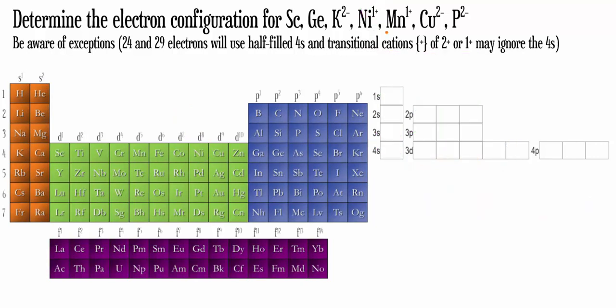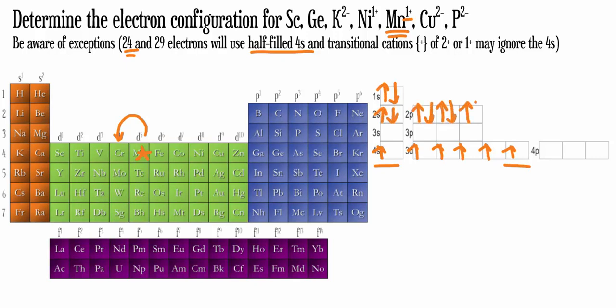Let's do manganese with a +1 charge. Manganese is perfectly in the middle of the 3d section, but when it loses an electron, it's going to fall back and be like chromium. Chromium and copper were listed as specific exceptions. Half-filled sublevels can actually cause a type of stability. And so if we have the 4s half-filled and the 3d half-filled, it's actually more stable than having a 4s completely filled and the 3d almost half-filled.